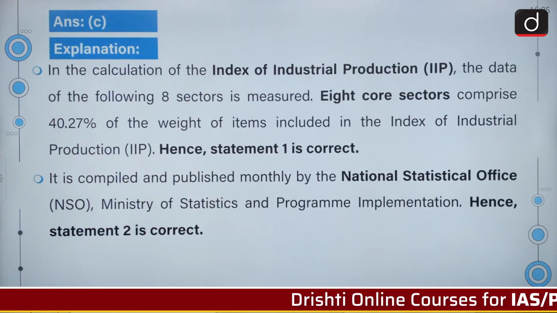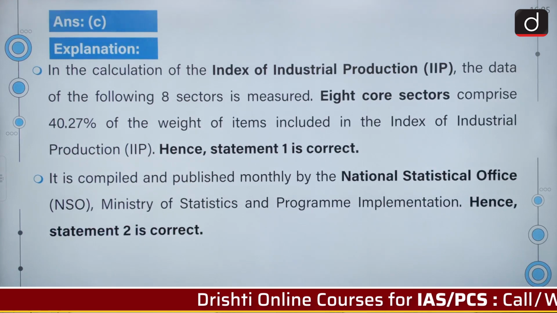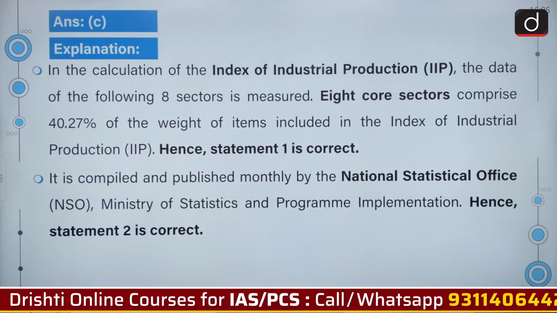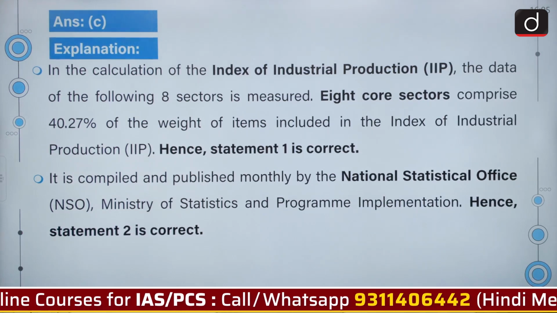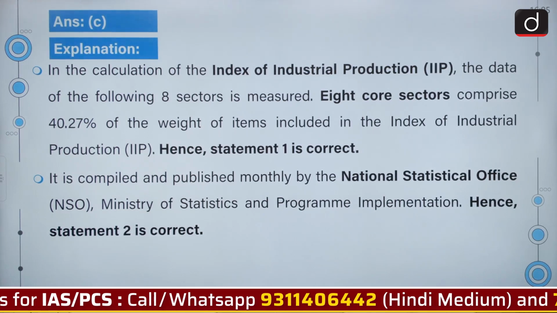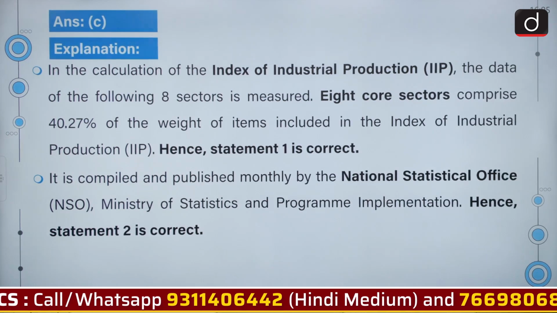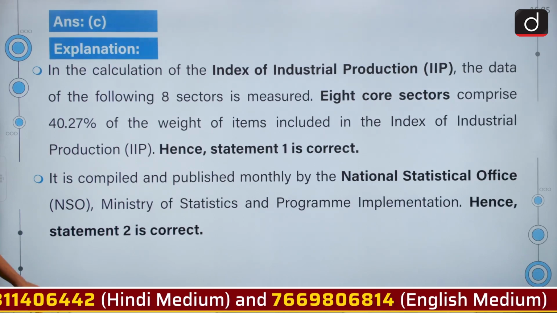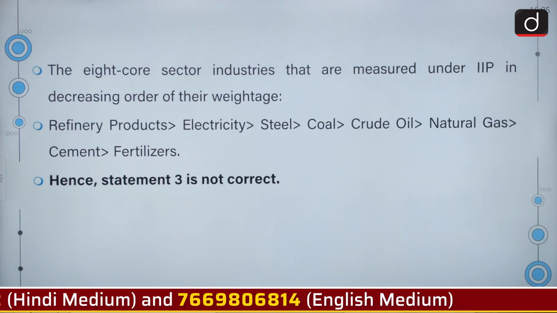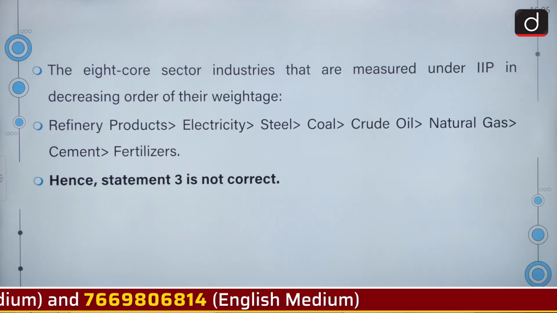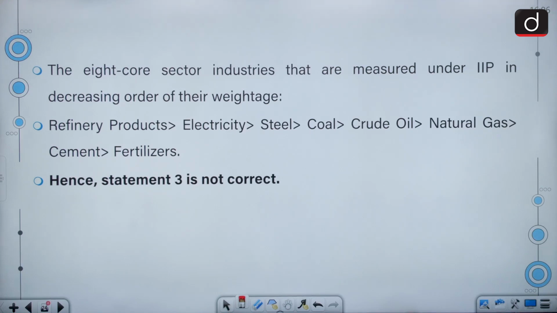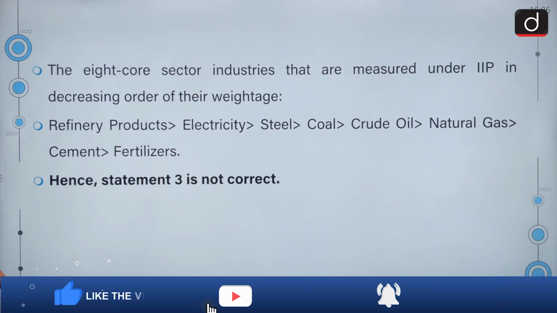In the calculation of the index of industrial production, the data of the following 8 sectors is measured. The 8 core sectors comprise 40.27% of the weight of the items included in the index of industrial production. It is compiled and published monthly by the National Statistical Office, Ministry of Statistics and Program Implementation. The 8 core sector industries measured under IIP, in decreasing order of their weightage: refinery products, then electricity, steel, coal, crude oil, natural gas, cement, fertilizer.